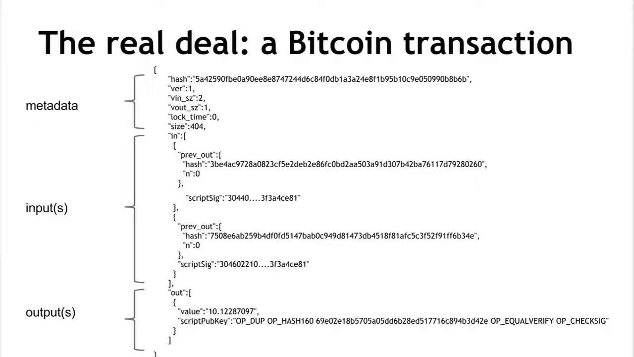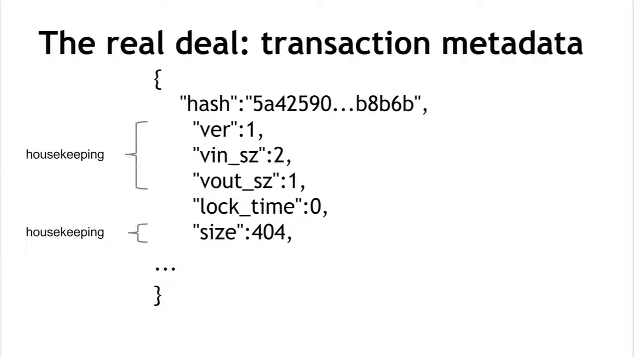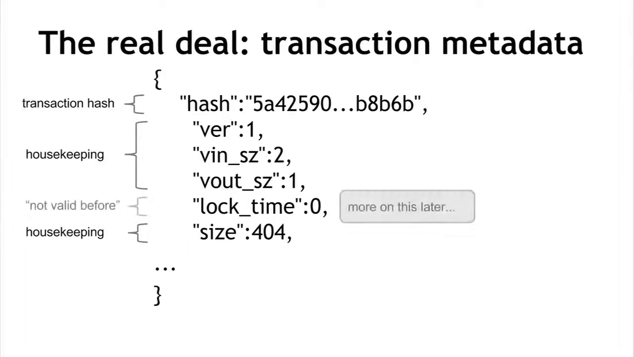So there are 3 parts. There's some metadata, there's a series of inputs, and a series of outputs. So we'll start with the metadata. There's some housekeeping information, which is the size of the transaction, the number of inputs, and the number of outputs. Pretty straightforward stuff. There's the hash of the entire transaction, which, as I said, will serve as a unique ID for the transaction to let us do hash pointers. And then there's this funny lock time parameter, which I'll come back to later.